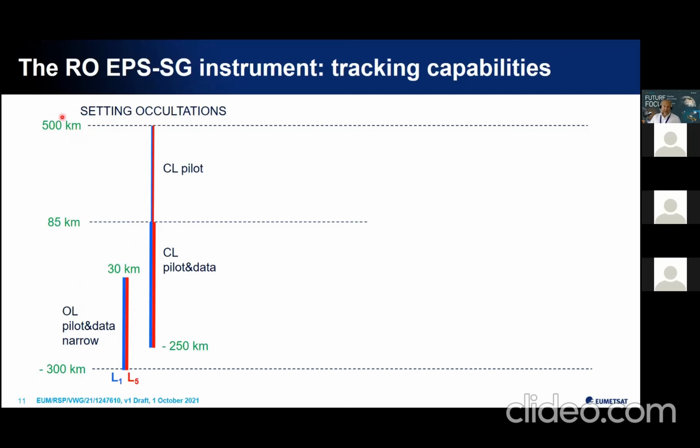For setting occultation, the signal starts to be tracked at 500 kilometers, and only the pilot component in closed loop for both frequencies will be tracked. Then going down from 85 kilometers down to minus 250 kilometers, also the data component will be tracked. So in this case, we need two channels for each frequency to track, one for the pilot, the other for the data component. In parallel, starting from 30 kilometers down to minus 300 kilometers, the receiver will track both the pilot and the data component for both frequencies in open loop.